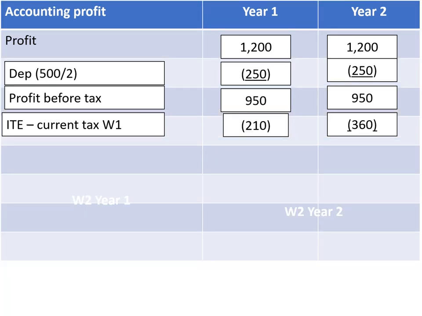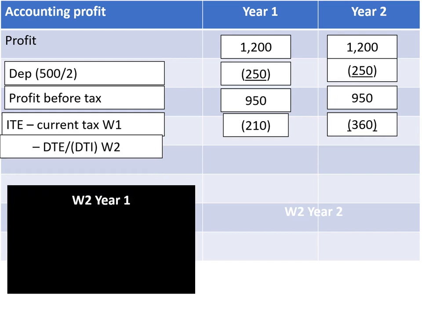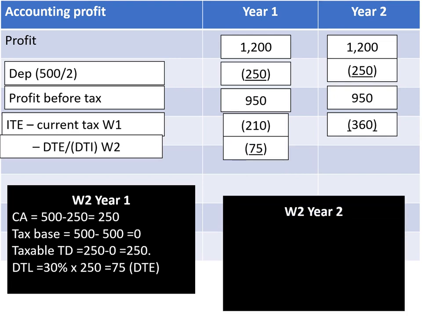Now, what about if we are applying the deferred tax rules to that? If we apply the deferred tax rules, then we are going to have a carrying amount of 250 for the asset, but the tax base is 0 because we've already fully taken off the full capital allowance. That means 250 less 0, we have 250. We multiply that by our tax rate of 30%. That means we bring in a deferred tax expense of 75 into our calculation.